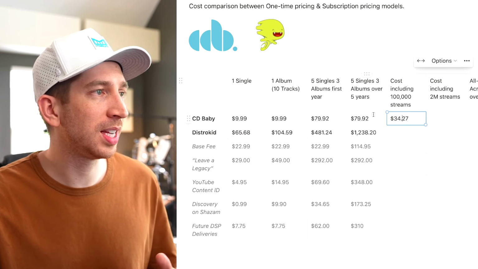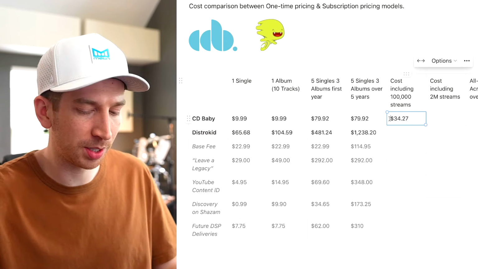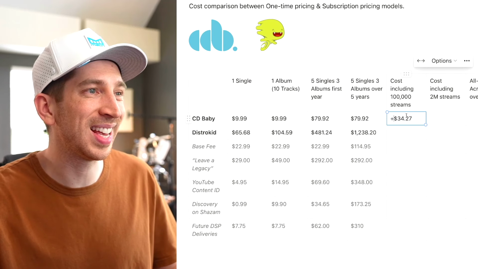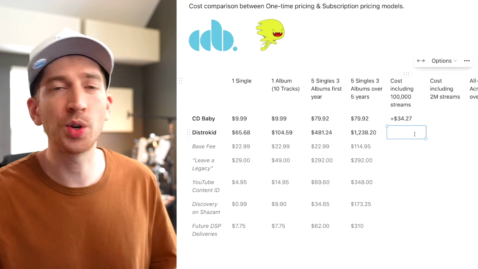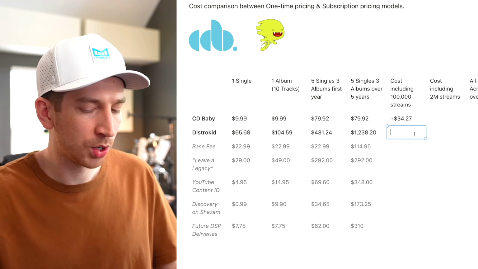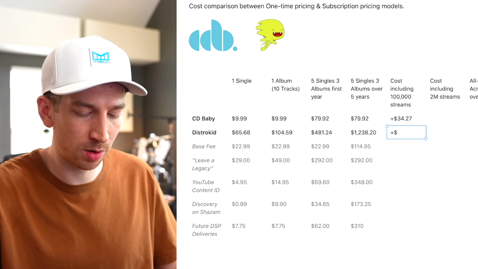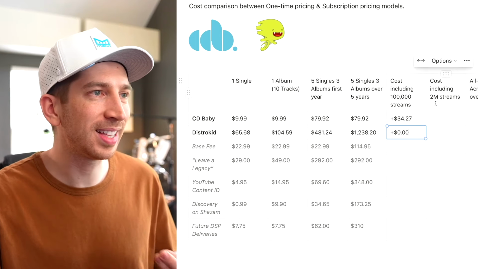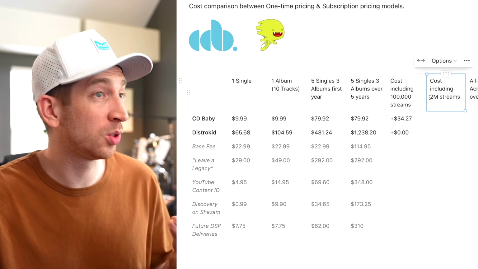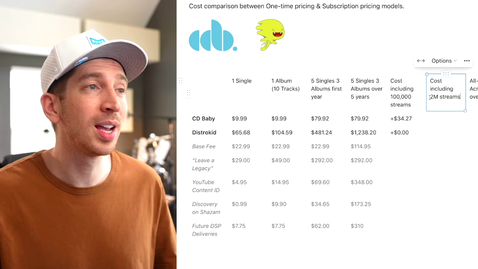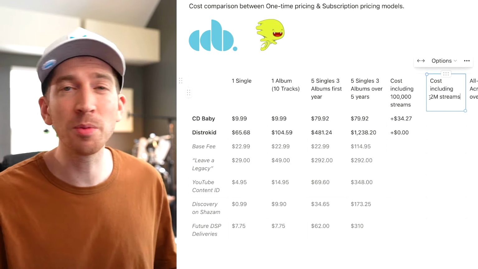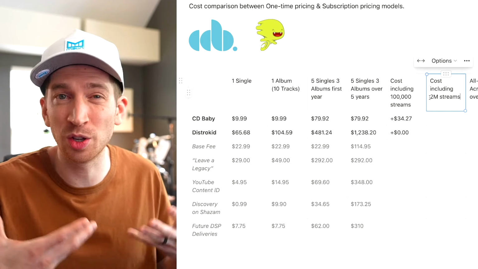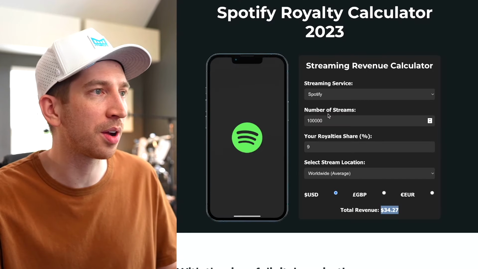So I put that in the CD Baby row, and I'm going to add a plus in front of that so we know that this is in addition to the $80 that we're paying in fees. Distrokid, as you know, does not take a commission, so I'm going to put plus $0 here. But let's see what the cost is for 2 million streams, because this would be an example of some really good success with your music, and I want to make sure that CD Baby isn't taking too much of a commission. So let's calculate that.